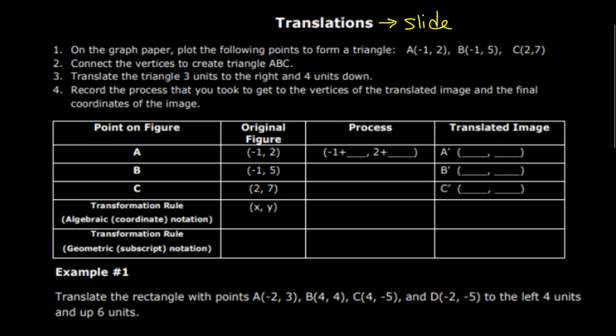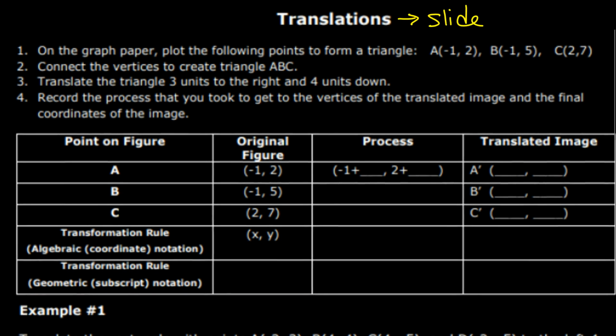I like to say translation is a slide. Now, we didn't plan these notes out super well, so we're actually not going to graph this first example. We're just going to find the transformation using this table here. We're going to find it algebraically. So it says translate the triangle 3 units to the right and 4 units down. So we have the points A, B, and C.